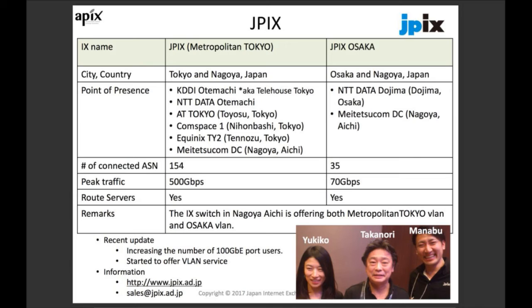What I'd like to say is a recent update. The number of members using 100 gig is increasing now, and of course, we can offer a 100 gig port in Osaka. We also started to offer a VLAN service for transit over the IX network. If you are interested, please feel free to contact us.